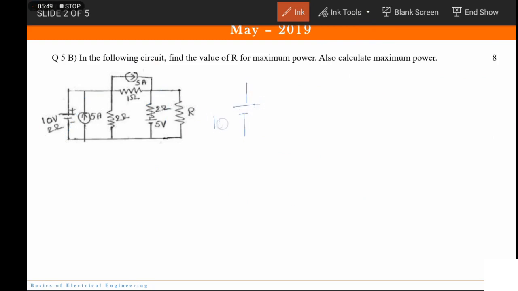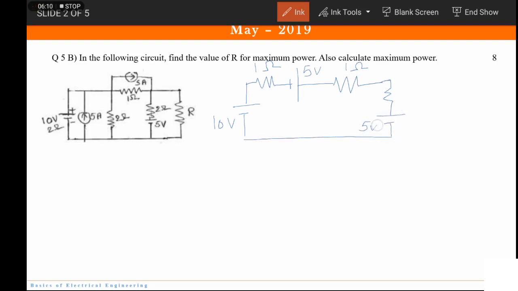So this is 10 volts, 1 ohm. Then I had 5 volts, again 1 ohm, and then 2 and 5.